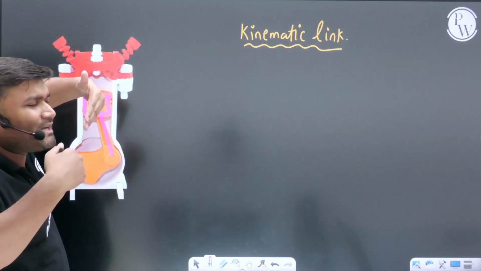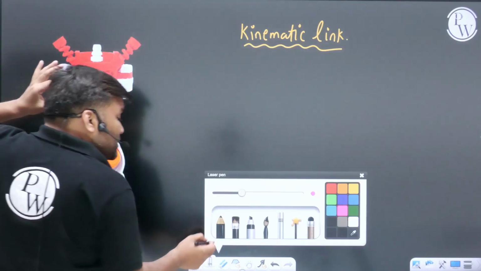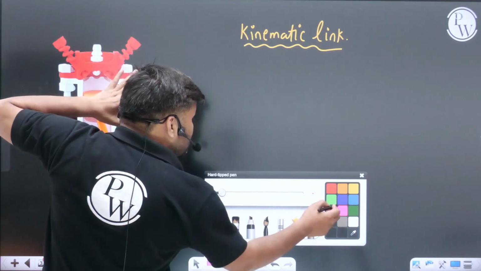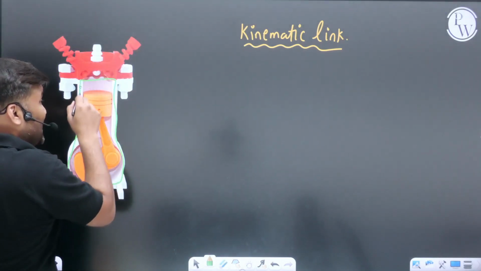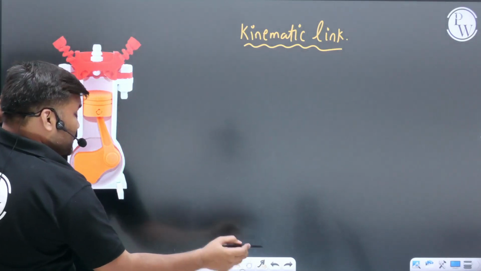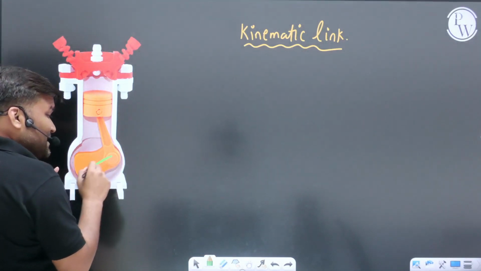So how many different links can you see here? You can see there are a total of 4 links. Which links are they? This very first one, which you are calling your cylinder, is your first link. Then we have this crank as your second link.